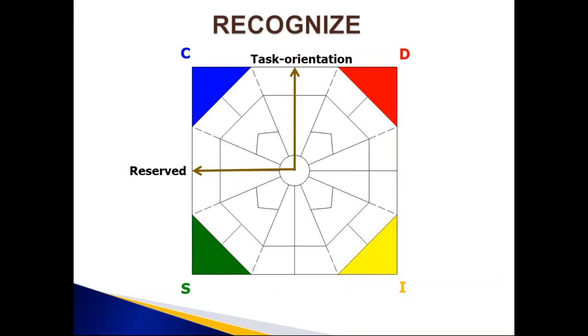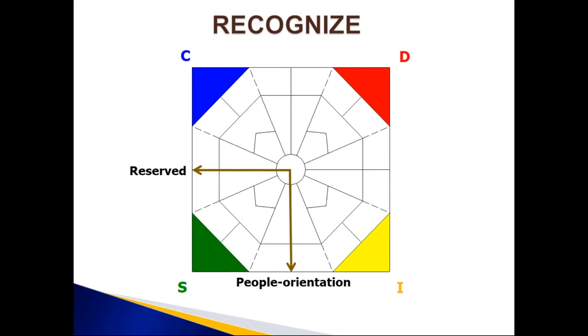And if you recognize that they're task-oriented and reserved, then you start narrowing it down to, this is probably someone who's going to fall on the C side or the S side. Or conversely, if they're reserved and people-oriented, they're going to fall on the S side.